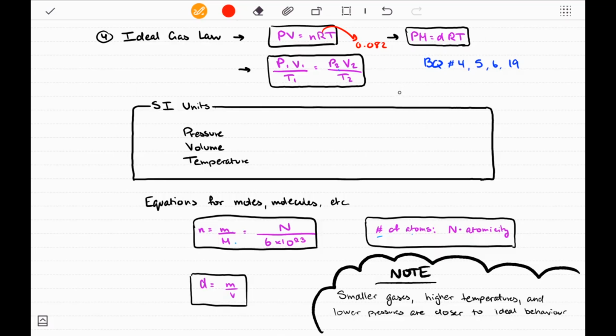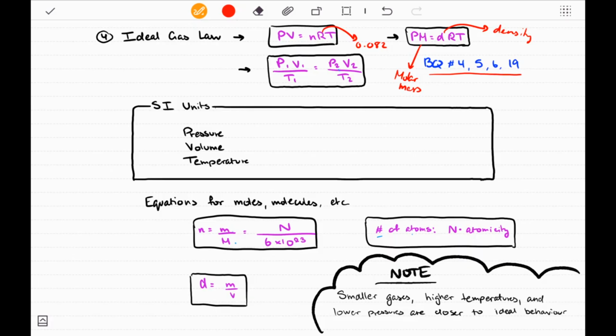Another way that this law has been written is PM is equal to dRT. It's essentially the same as this one, except that d over here stands for density, and M over here stands for molar mass. And the formula that you use entirely just depends on what has been given to you. If you're given volume and moles, you use the original one. If you're given molar mass and density, you just stick with this one. I have not displayed any basic questions for this law, but these 4 are the basic questions that deal with almost all the scenarios, so you could look at them if you want.